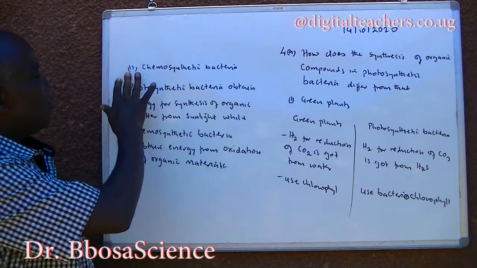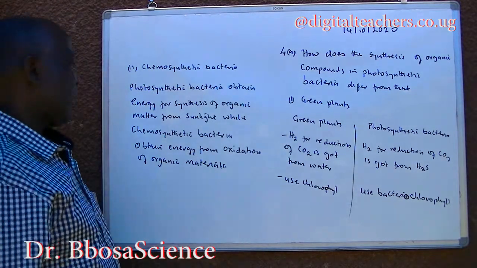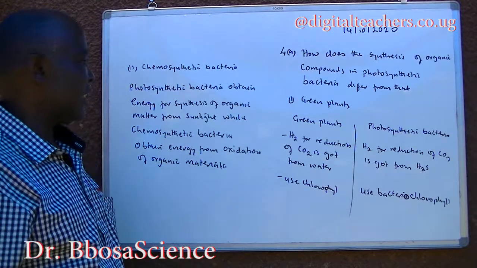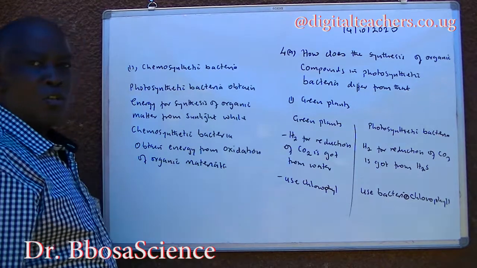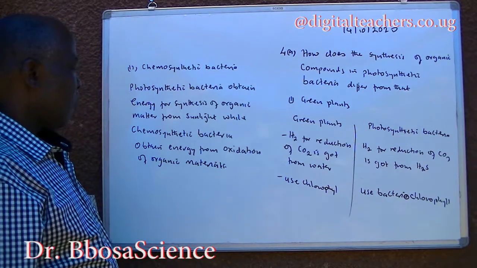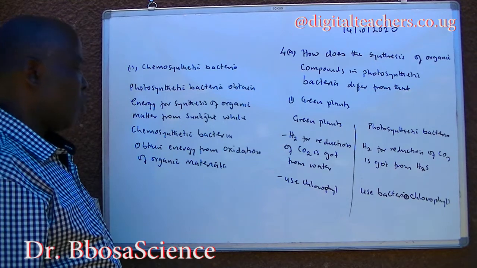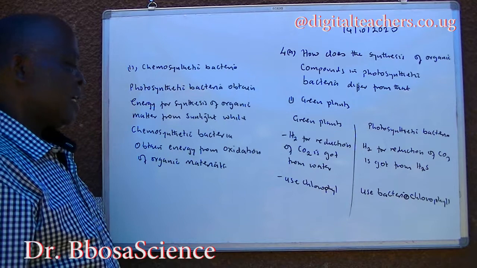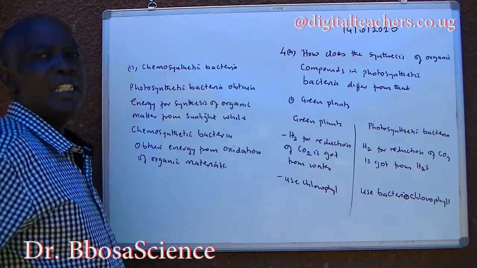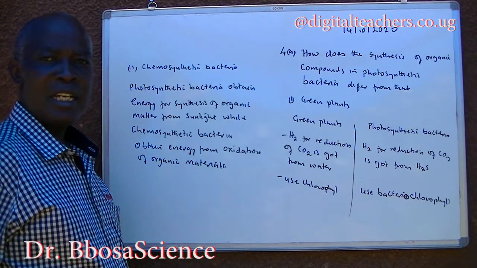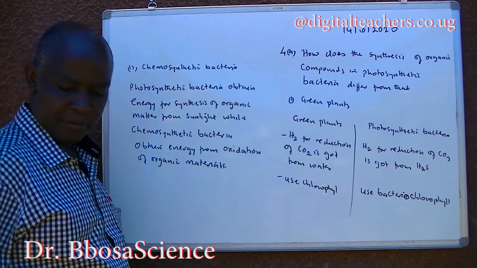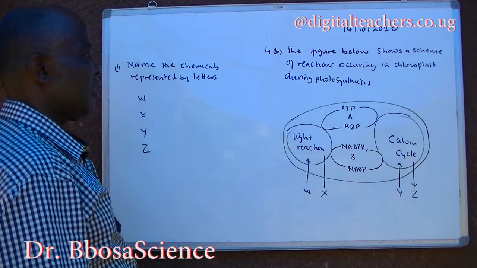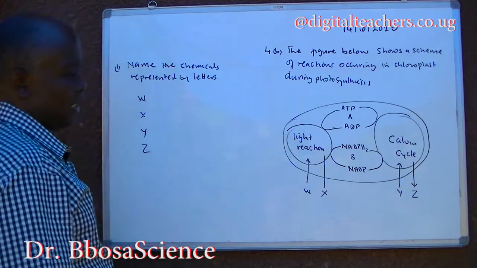chlorophyll. 2. Chemosynthetic bacteria. Photosynthetic bacteria obtain energy for synthesis of organic matter from sunlight, while chemosynthetic bacteria obtain energy from oxidation of inorganic material, such as hydrogen sulfide and ammonia. 4b. The figure below shows a scheme of reaction occurring in a chloroplast.